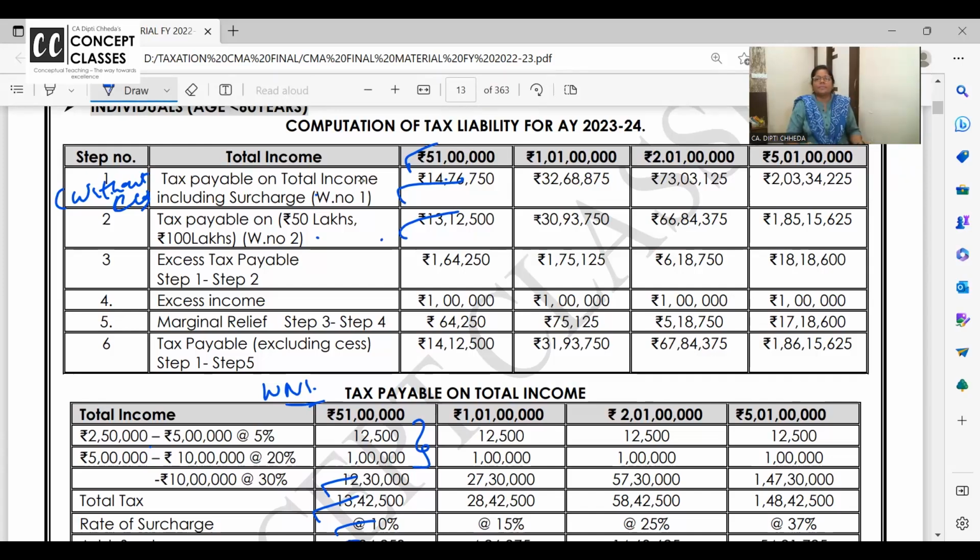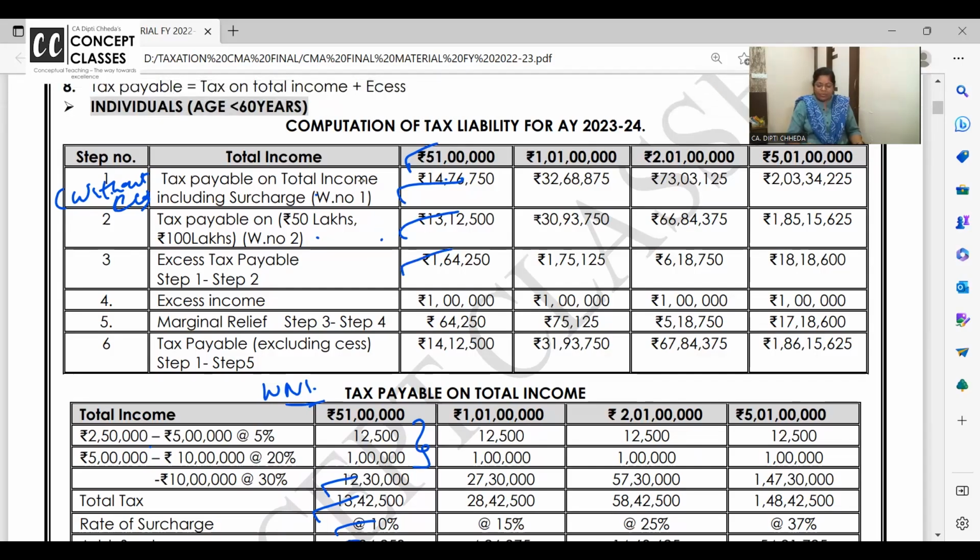1,64,250. Excess tax payable is 164,250. And what is the excess income? 1 lakh. Isn't it very absurd? Absolutely absurd or not? Just because you are earning, instead of 50 lakhs, 51 lakhs, how much excess tax you are paying?